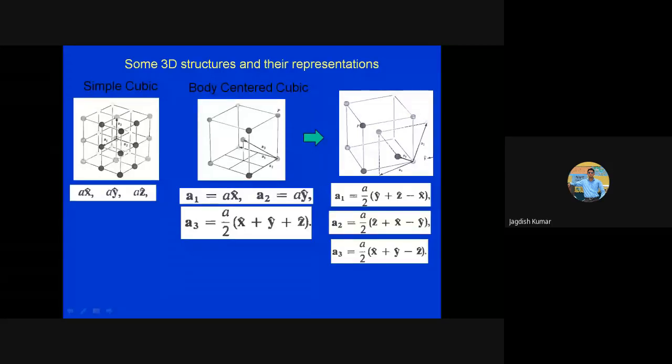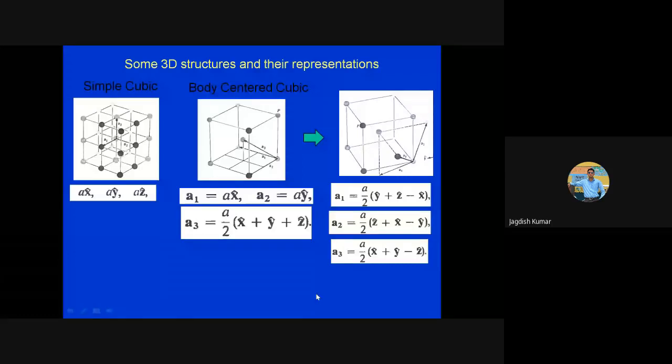So in the last class, we had discussed how we can represent various lattices with the help of lattice vectors. I hope you all can see the screen as well, my PowerPoint presentation. Is the PowerPoint presentation visible? Okay, fine. PowerPoint presentation is visible. Right, so in the last class, we discussed how we can use lattice vectors to represent a lattice.